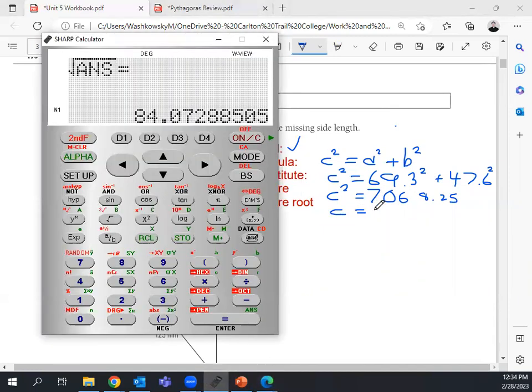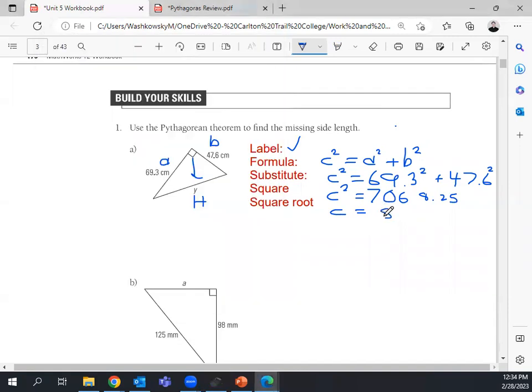It says one decimal place, so I'm just going to use one decimal place. So it's going to be 84. I'll just do 84.1 centimeters. So again, that's just a quick summary of Pythagoras. It's a skill we need when we move forward here. So I'll leave it up there for just one second, and we're going to head on.